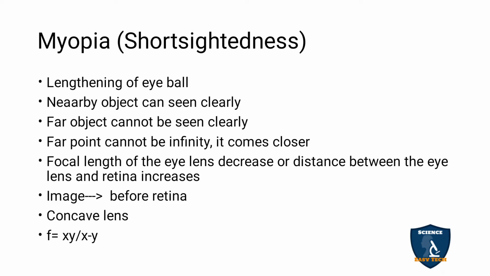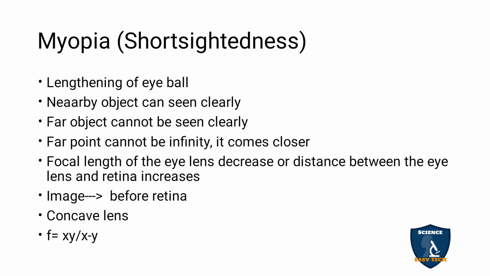The focal length of the eye lens decreases. The eye is focusing on the distant object, but the person cannot see it because the focal length is decreased. The near object the person can see, but the long-distance object cannot be seen. So the focal length of the eye lens is decreased, or the distance between the eye lens and the retina increases. So the image is formed before the retina.